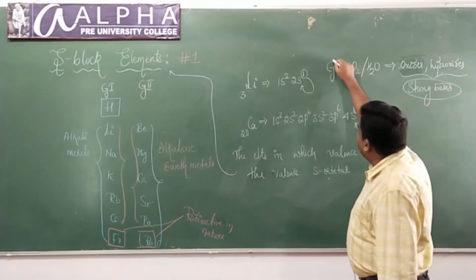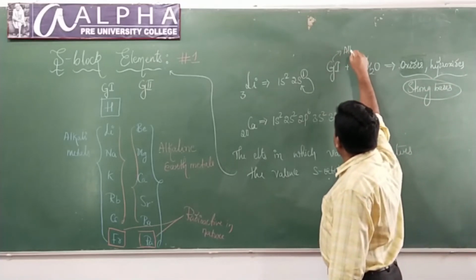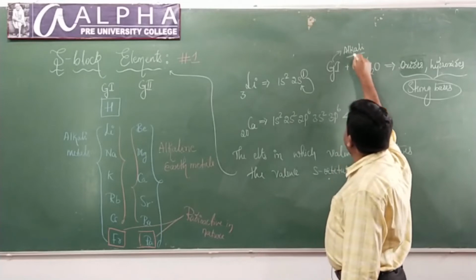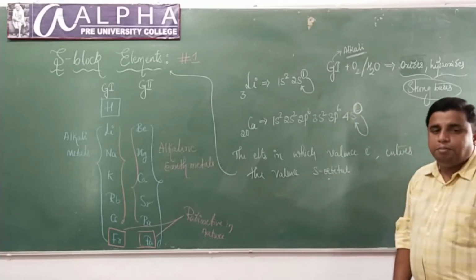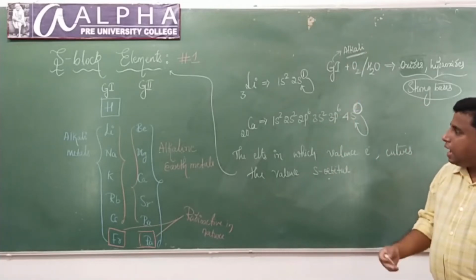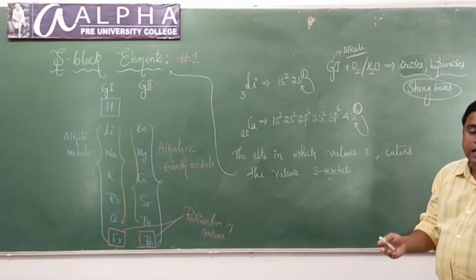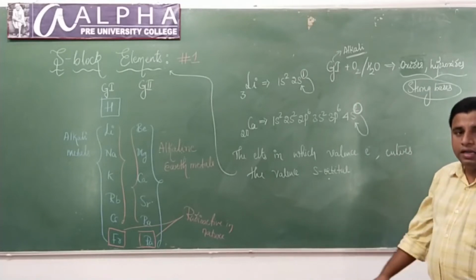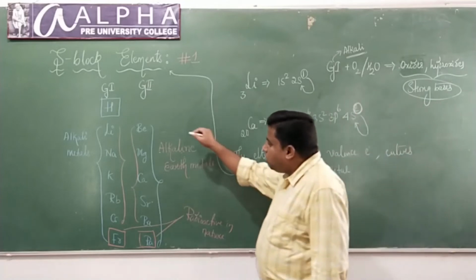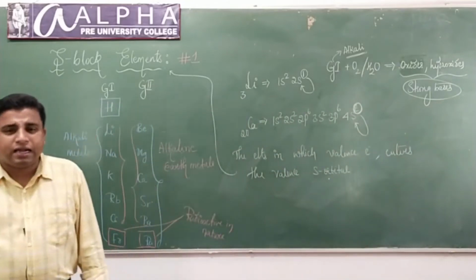That is why group 1 elements are called alkali metals. Alkali means base. Simple? Now, why are group 2 elements called alkaline earth metals?